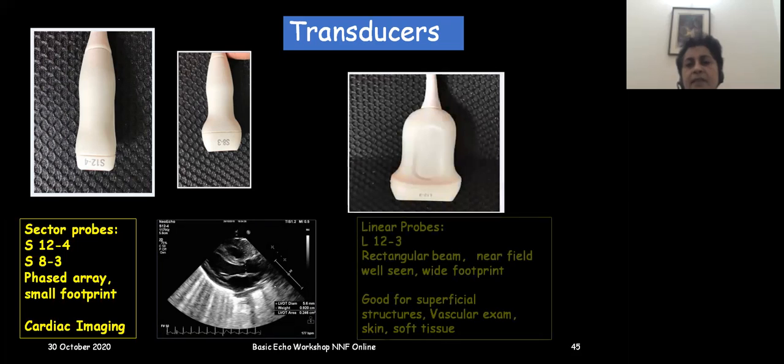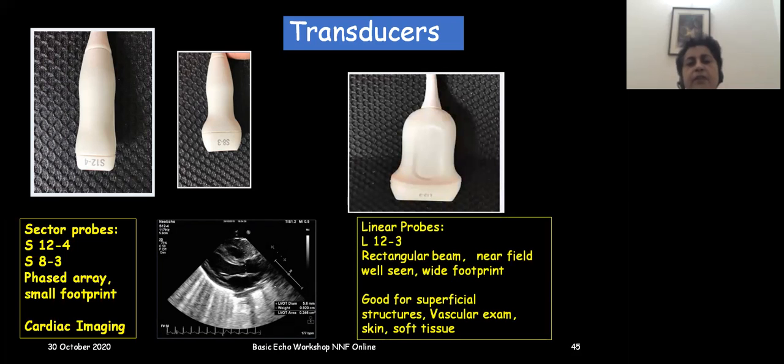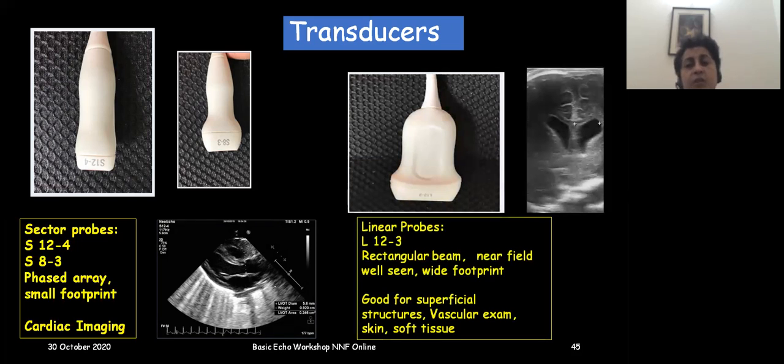Now the linear probes, they run from frequencies, say for example 3 to 12. They emit a rectangular beam. The near field is seen very well. It has a wide footprint. So this could be used either for lung ultrasound, even for abdominal ultrasounds or superficial structures. And it can also be used for head ultrasounds because of the range of frequencies from 3 to 12. Head ultrasounds are also seen well.